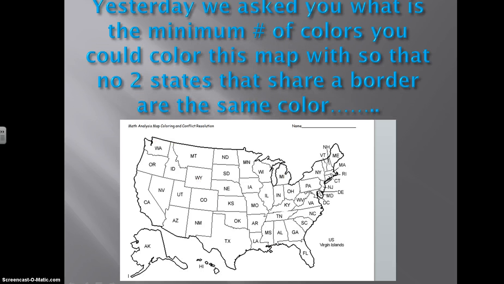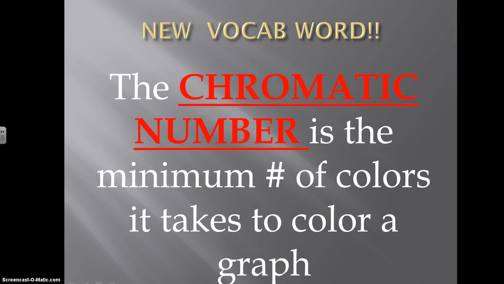So yesterday in class we looked at how many colors it would take to color the map of the United States, and we came to the conclusion that it would require 4. Here's a new vocabulary word for you. The chromatic number represents the minimum number of colors it takes to color a graph.